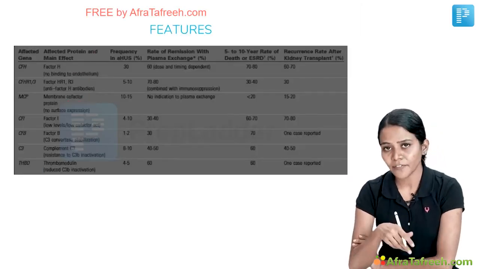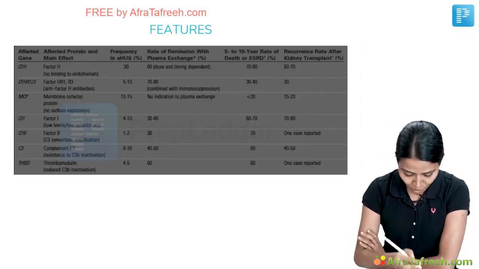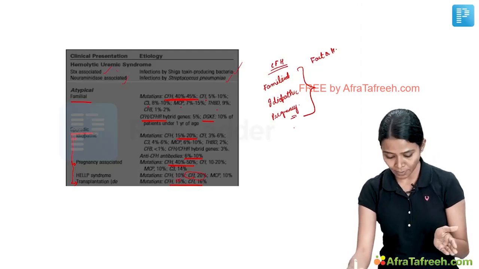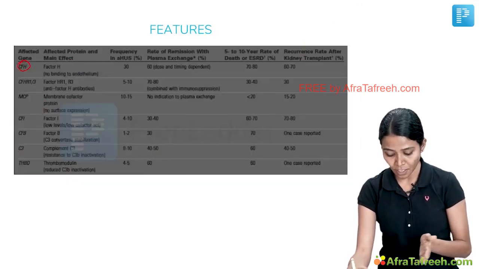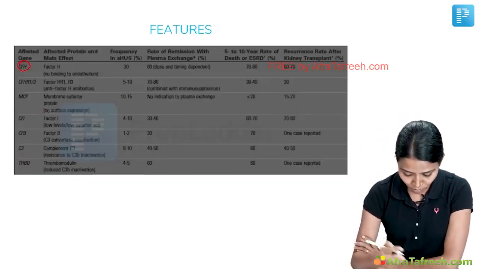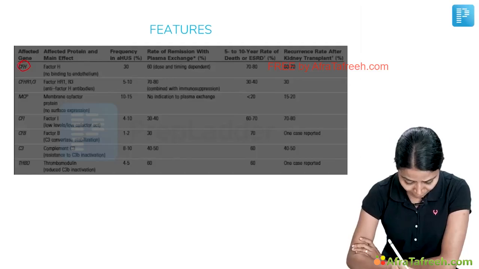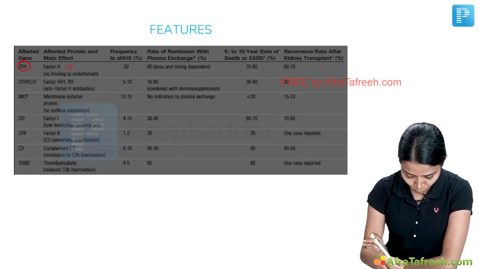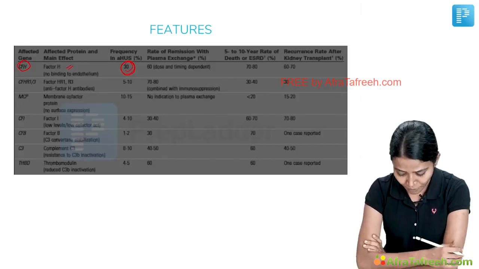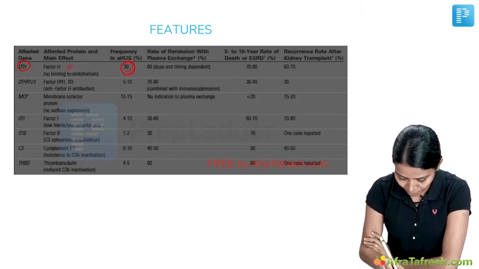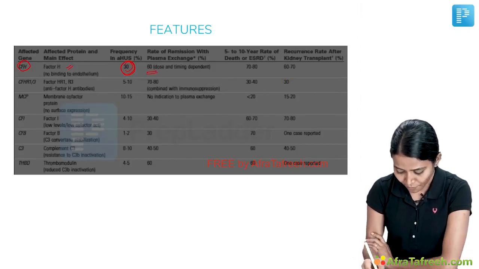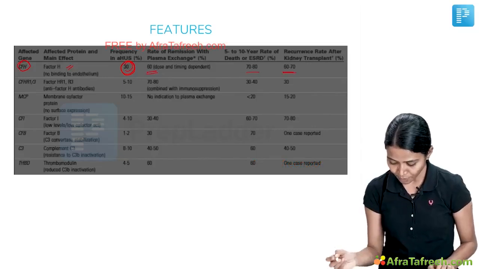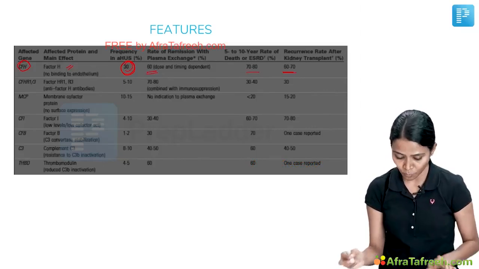Now, what happens if each of these factors is affected? If it is complement factor H mutation, these tables are taken from Harrison's textbook, 6th edition, so you can refer to the textbook also. Here factor H is affected. The frequency of atypical HUS, you can see, is most common because of factor H mutation. The rate of remission with plasma exchange here is 60%, which is pretty good. The 5 to 10 year ESRD risk is high, 70 to 80%, and the recurrence rate after transplant is also high.